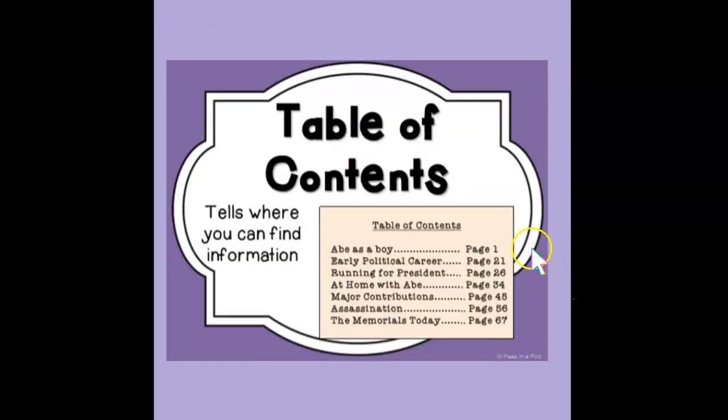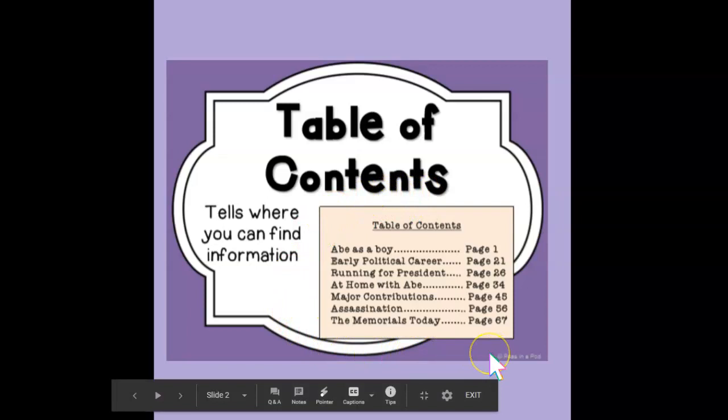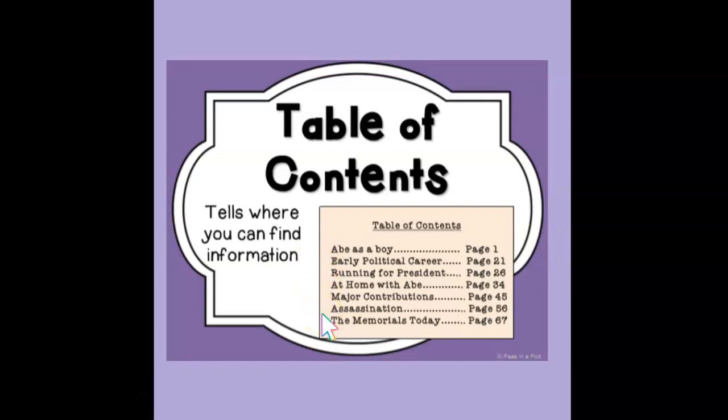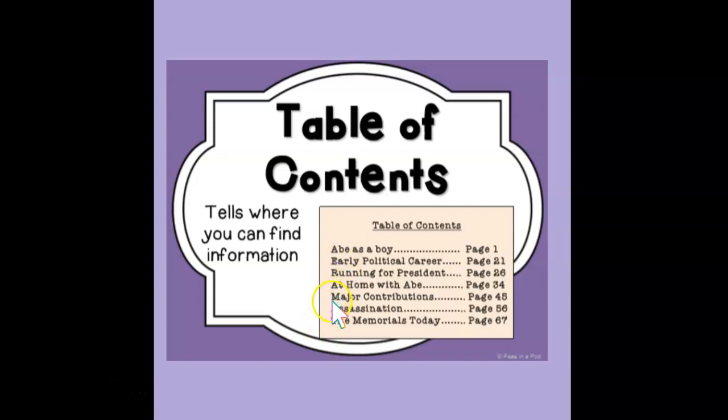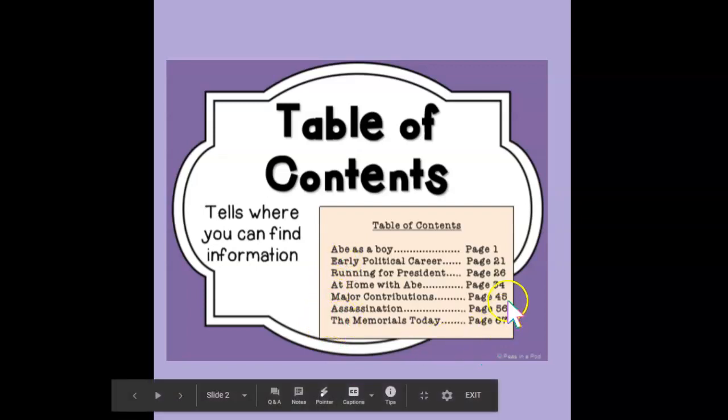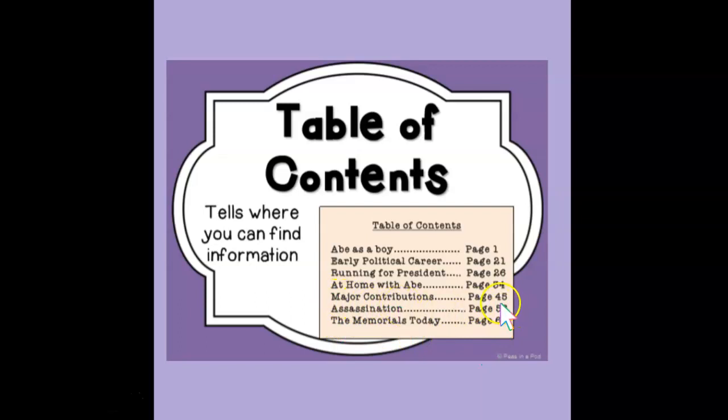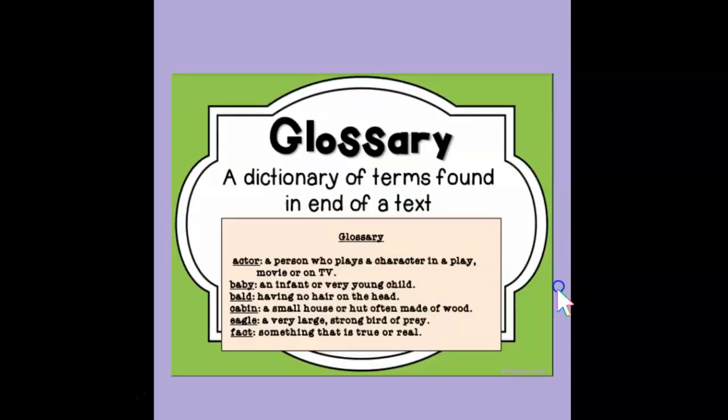All right, the table of contents is found where in the book? In the front. Here's an example of one. It's going to tell you the chapters or the headings in that book and what page they begin on. So if you're only looking for a certain topic, or a certain chapter, you can find it, go to that page, and read there for the information you need.